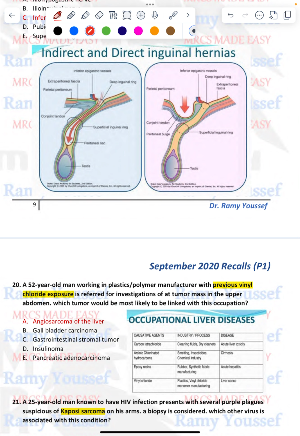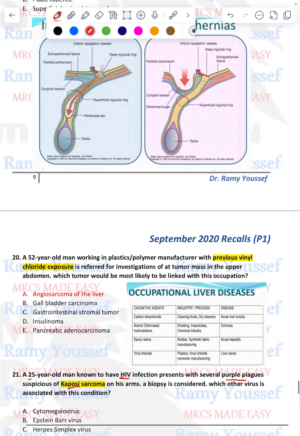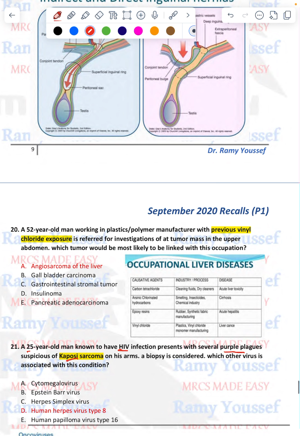A 25-year-old man has HIV infection. HIV positive, purple plaques, Kaposi's sarcoma, biopsy. Which virus is associated with Kaposi's? Whether it is Epstein-Barr, CMV, human papilloma, or human herpes virus. EB is not there, CMV no, the human herpes virus.